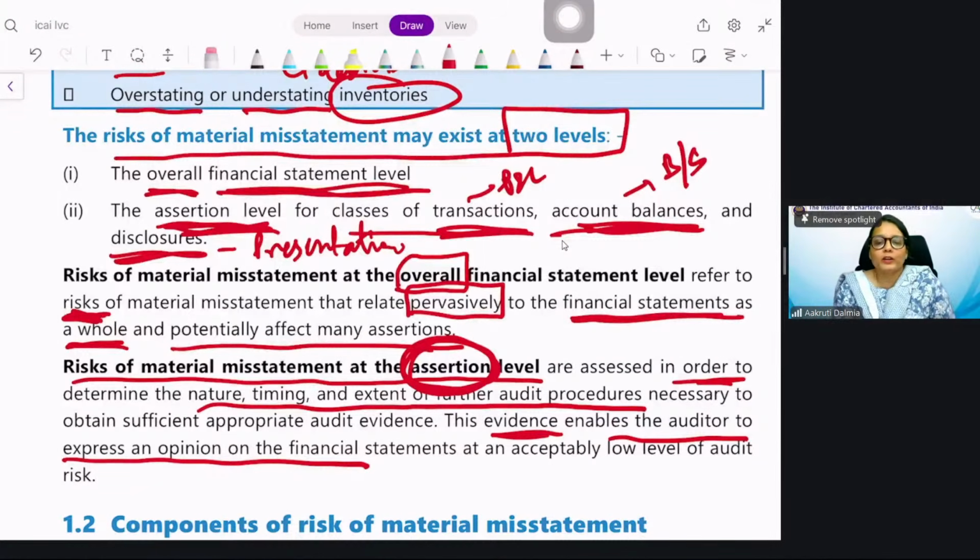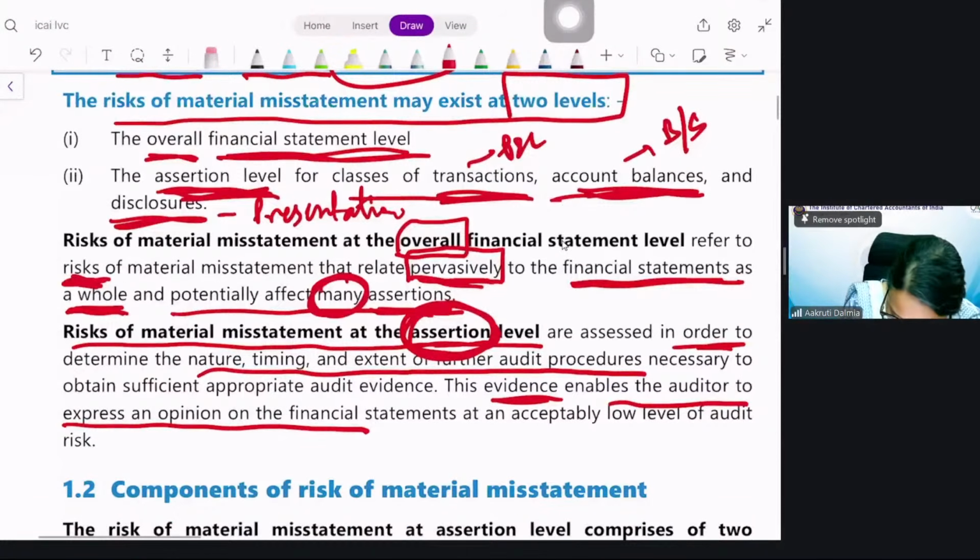So risk of material misstatement at overall financial statement level means risk that is pervasive, that can affect the financial statement as a whole and many assertions. But risk of material misstatement at assertion level means that we have to do nature, timing, and extent of audit procedures, find evidence, and give a proper opinion.